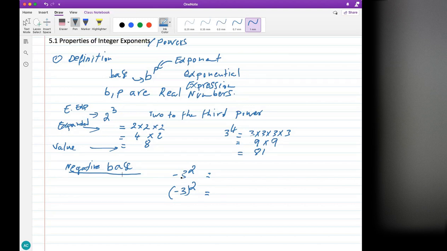Their values are different. So the power here is 2, the base is 3. This negative is not part of the base because it doesn't have parentheses. It's by itself. We write it down first, and then we expand this 3 to the second power. So 3 to the second is 3 times 3. Again, this negative is independent of the base. We multiply this, we get negative 9.